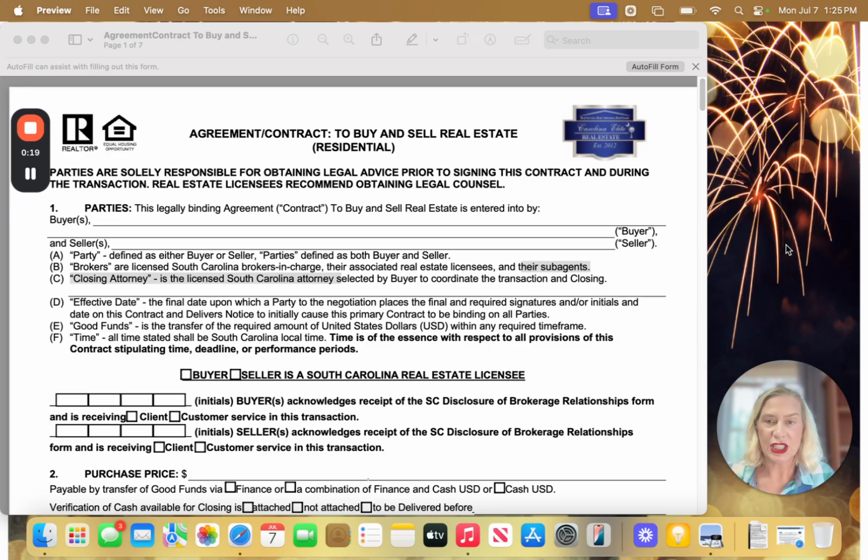Let's get started. I want to make sure that this is an overview of the entire contract. Some of you are going to roll your eyes and say you don't need to go through all of these lines, but this is for agents who maybe need a quick brush up on the contract. So we're going to go through every line.